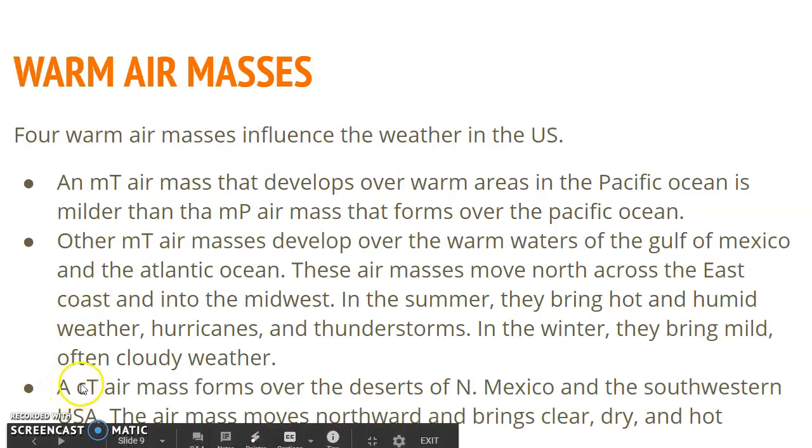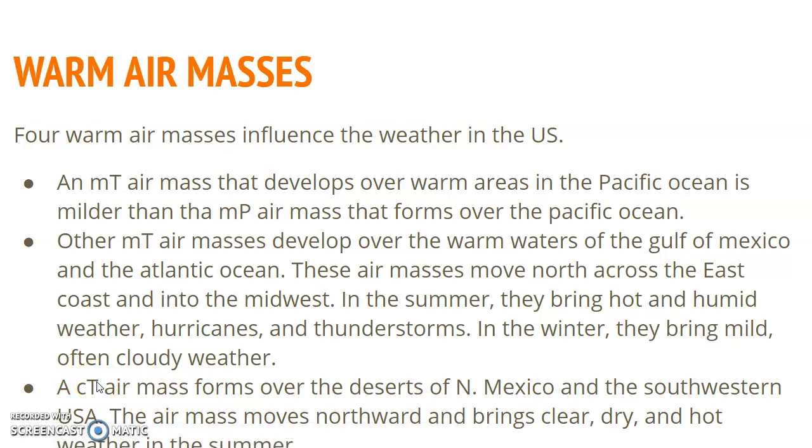And finally, we have a cT, which means continental tropical. Continental, we know, is going to be dry because it forms over the land. And tropical, we know it's going to be hot because it forms over tropical regions. So these form over the deserts of northern Mexico and southwestern USA. This air mass moves northward and brings clear, dry, and hot weather in the summer.